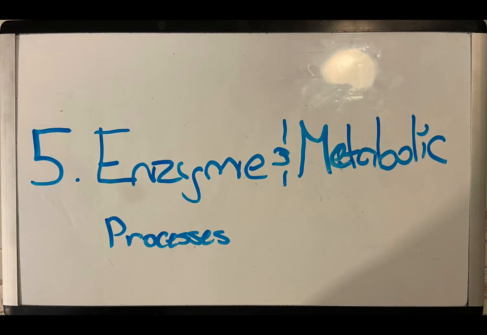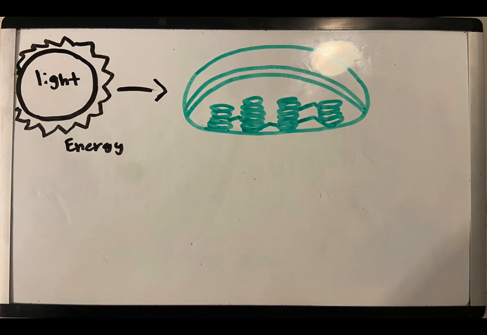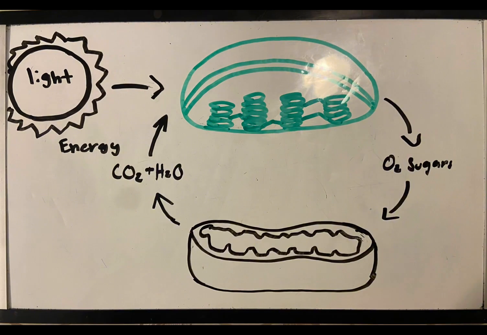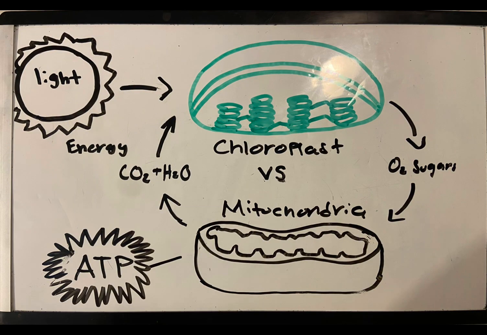Enzyme and metabolic processes. Enzymes drive metabolic processes by speeding up chemical reactions, enabling cells to produce energy, build molecules, and maintain essential functions efficiently.